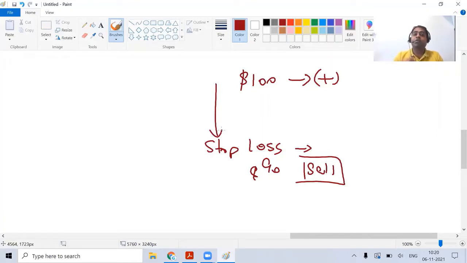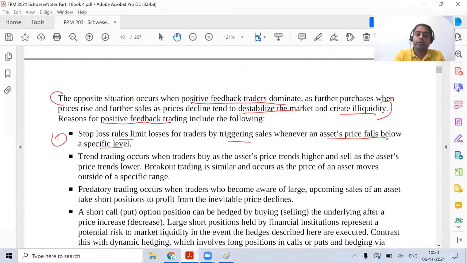So do you realize, if a lot of traders in the market are putting this stop loss strategy, it is actually acting as positive feedback behavior. Why? Because when the asset price falls, it will automatically sell. So more people are selling when the prices are falling. Right? That is what the first point highlights. Okay. Trend trading occurring. This trend trading is similar to what you call momentum trading.